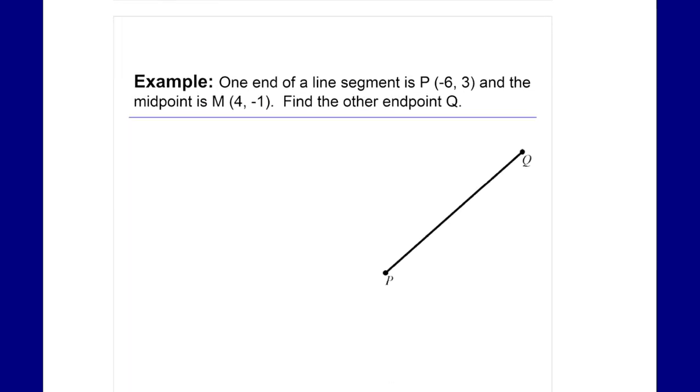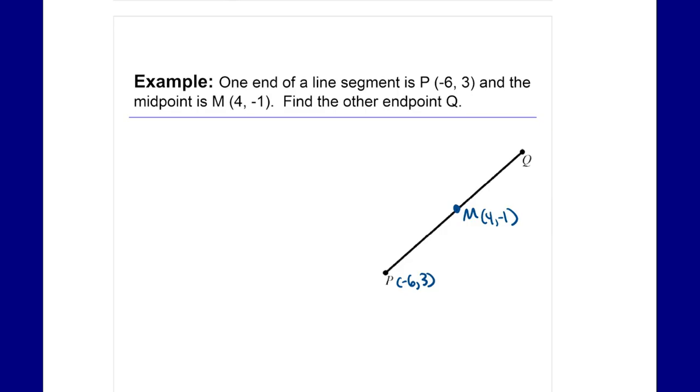The next example, one end of a line segment is P, which is -6, 3. So I'm going to put that on this point, -6, 3. The midpoint, M, is 4, -1. And the other endpoint is Q, which we don't know. So how do we find the other endpoint?